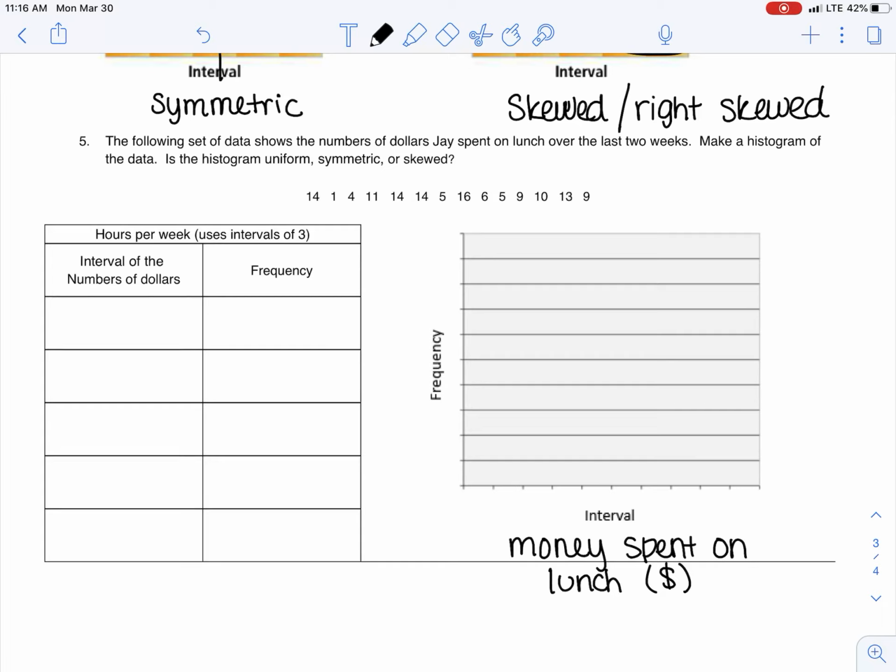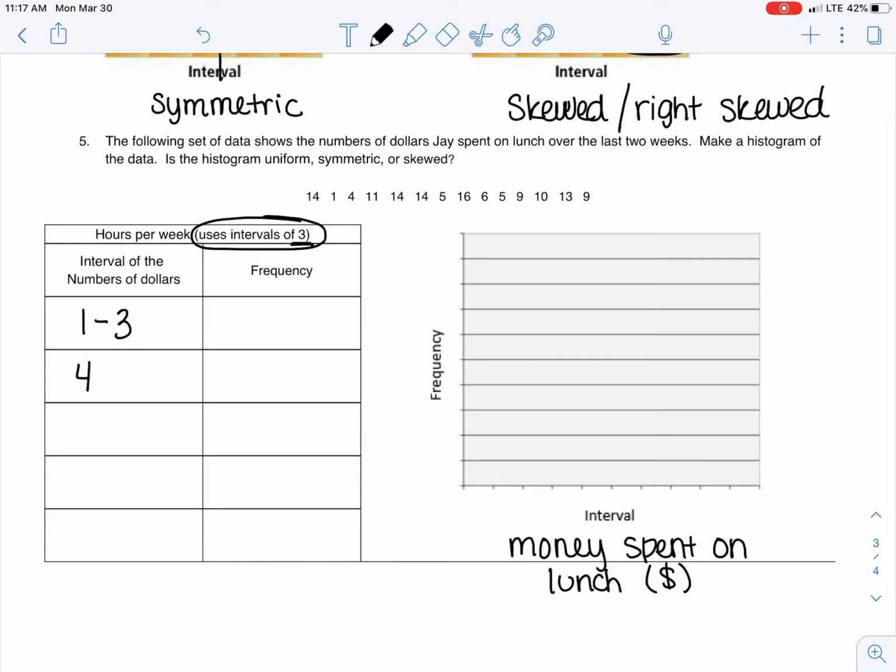Is the histogram uniform, symmetric, or skewed? So we're going to do the same thing we've been doing, but we are going to give a little bit more information by telling whether what kind of histogram we have. Okay, so this says intervals of 3. Like I said, it's always important to check this information first, just so you know what intervals you need to go by. So, since our lowest number is 1, we can start at 1. And then we can go 1, 2, 3. And we'll end up at 3 with an interval of 3.